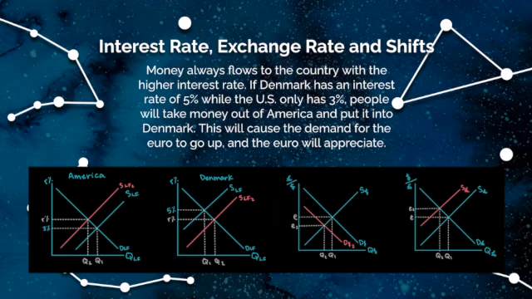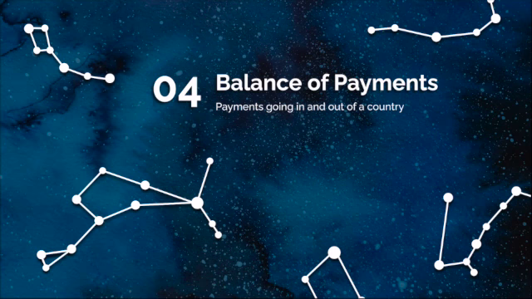The interest rate and exchange rate can shift through various means. Money will always flow to the country with a higher interest rate. So if Denmark has an interest rate of 5% while the US only has an interest rate of 3%, people will take money out of America and put it into Denmark. This will cause the demand for the euro to go up, the supply of the euro to go down, and the euro will appreciate. So you can buy more dollars with the euro.